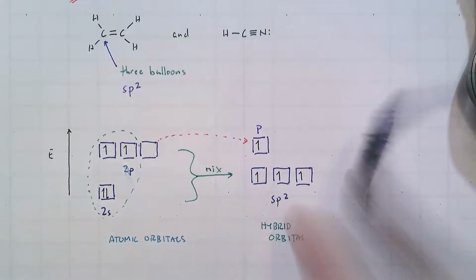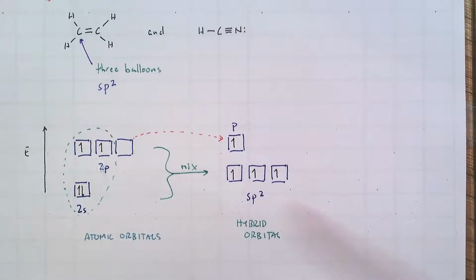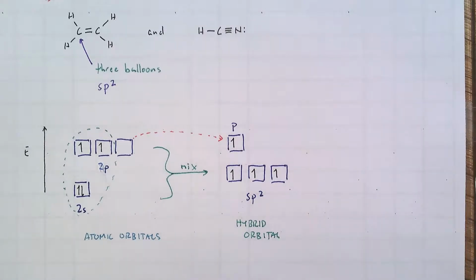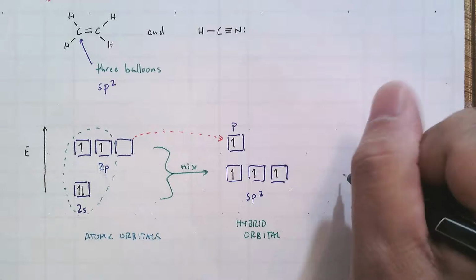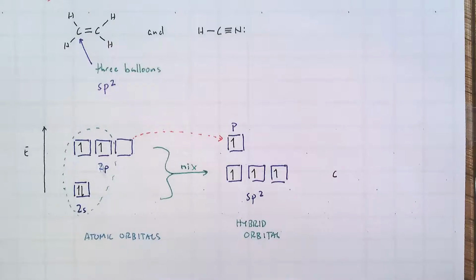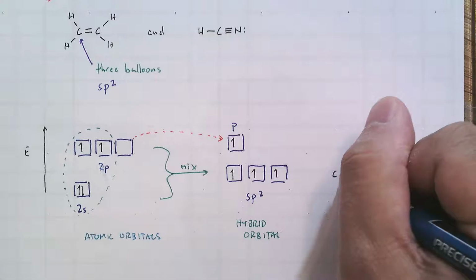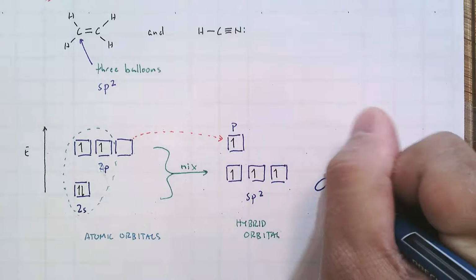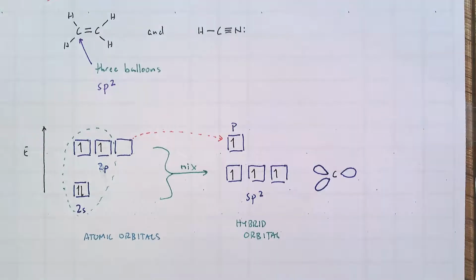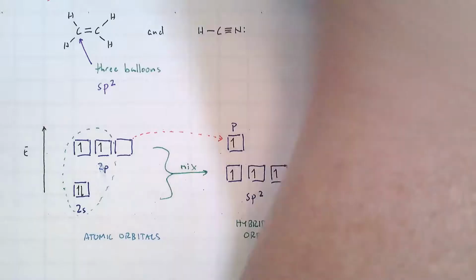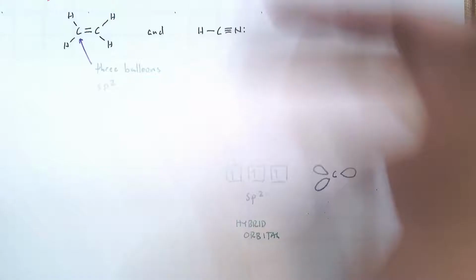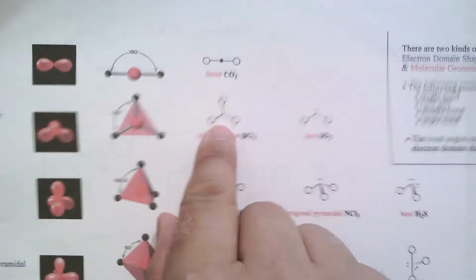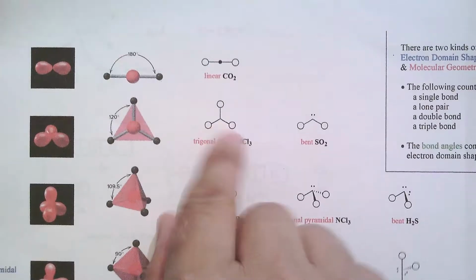What do we have here? We have a situation where we have 3 balloons. This is unhybridized. So literally, what I have here is a carbon. I'll do it on this side. That has 3 balloons. Do you remember 3 balloons are arranged in the trigonal planar orientation? Do I have that chart? Let's see. Here it is. The trigonal planar family. If you have 3 balloons, trigonal planar.